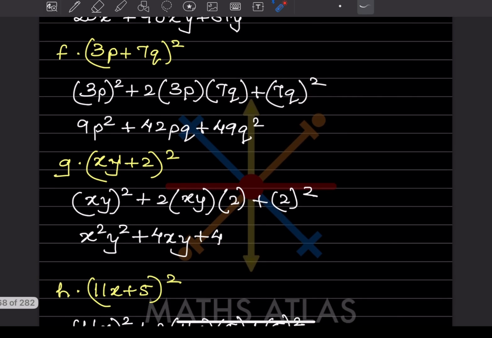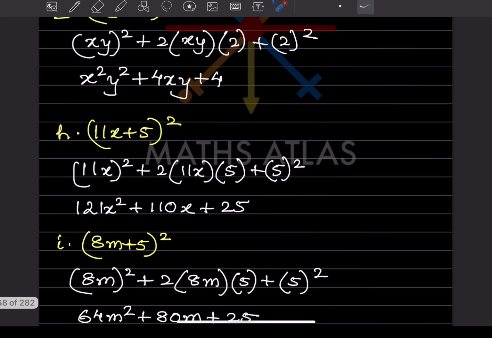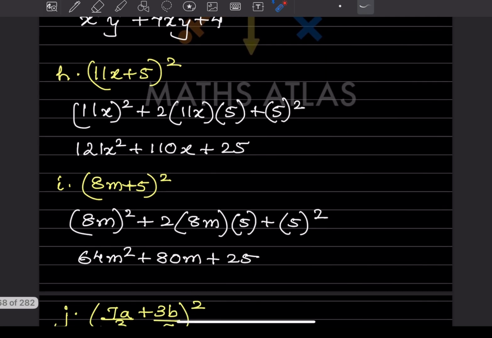Now look at this one. This is a and this is b. So xy square plus 2, this is a, so this will be xy into 2, plus this 2 square. So here, when it is x square, it means x square y square. And when you multiply this together, that is going to be 4xy, and this will be plus 4. Same here. You can see this is the answer. For this one here, this will be the answer.